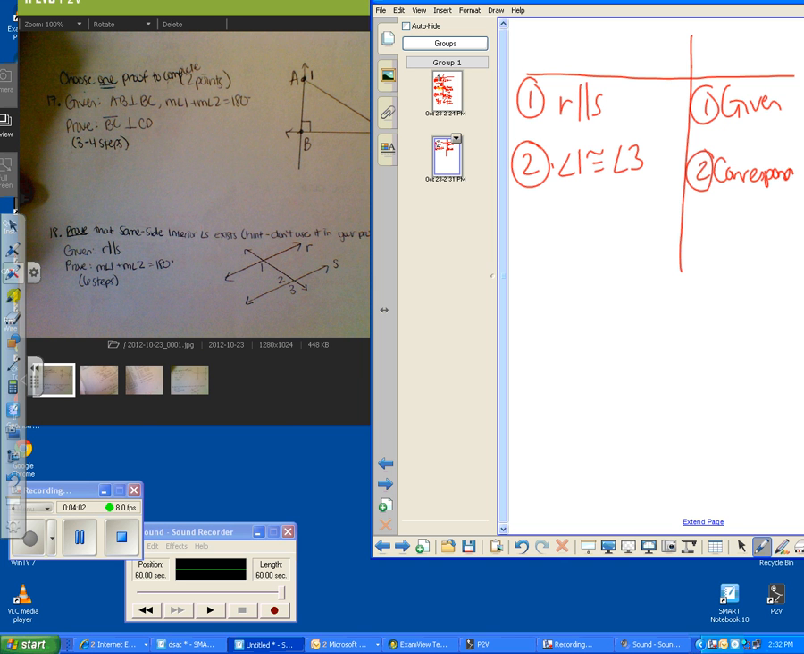Remember, the corresponding angles was actually a postulate instead of a theorem. And the reason it was a postulate is because it's like the mommy, or it's where all the same side interior angles and alternate interior angles and alternate exterior angles came from. So you can think of this as the mom of all the other ones that we've learned.